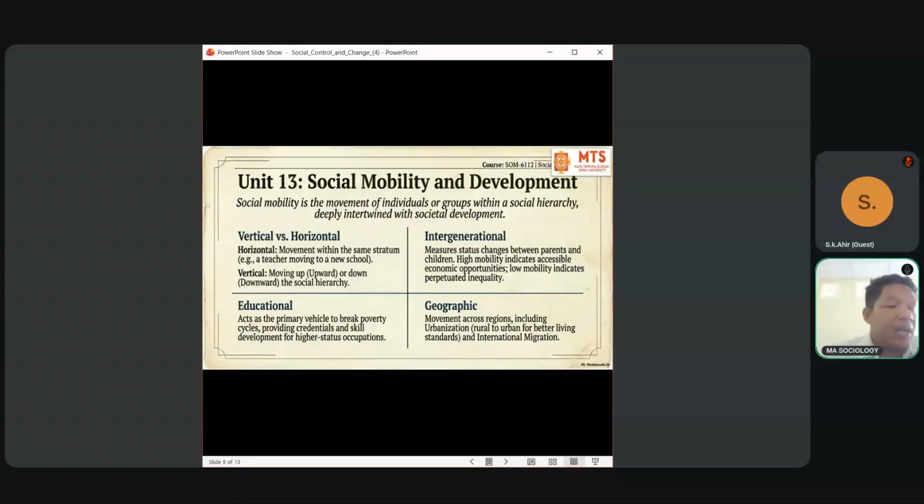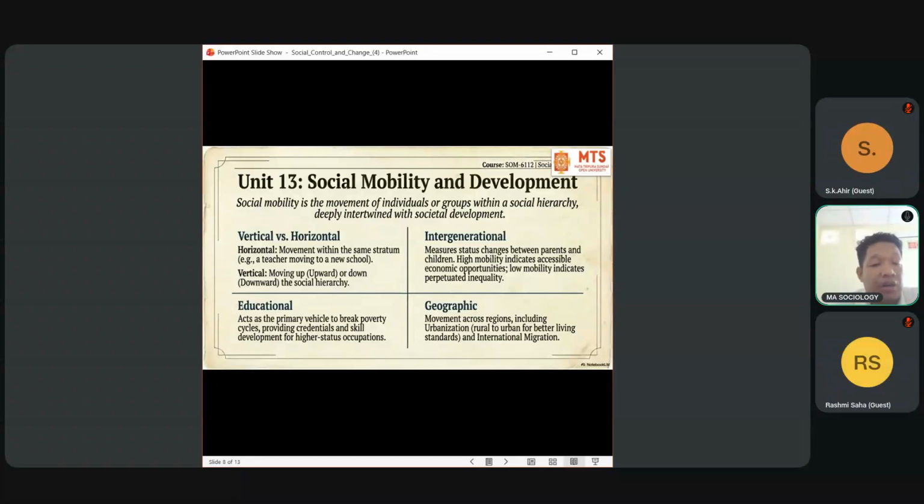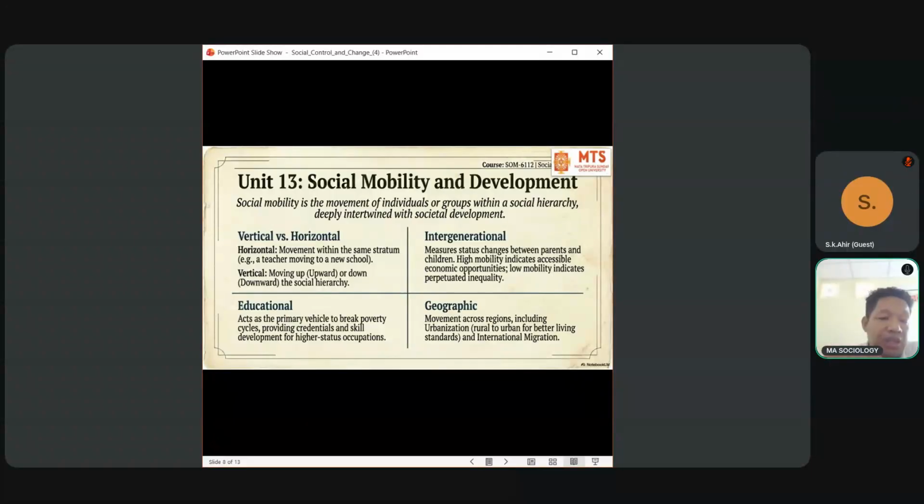Educational and geographic mobility. Education acts as a primary vehicle to break the poverty cycle, providing credentials and skill development for higher status occupations. As I have already given the example, how a rickshaw driver's son and daughter become an IAS officer or SDM is more or less breaking the poverty cycle, right? Being from a very low class, through education, he or she has attained a higher class status. That can be because of the effect of educational mobility.